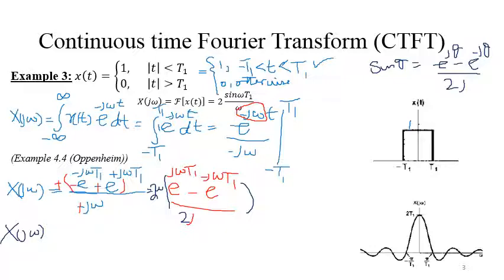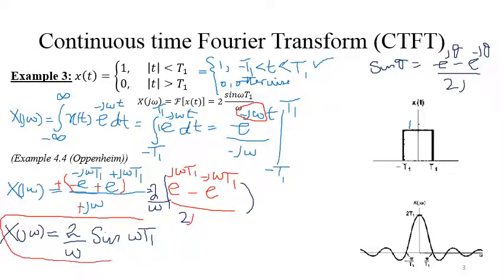Omega in fact can come here, right? So omega will be somewhere here, 2 by omega. Okay, so I have 2 over omega times the sine of omega t1, right? So if you recall, this is basically a sinc function, right?